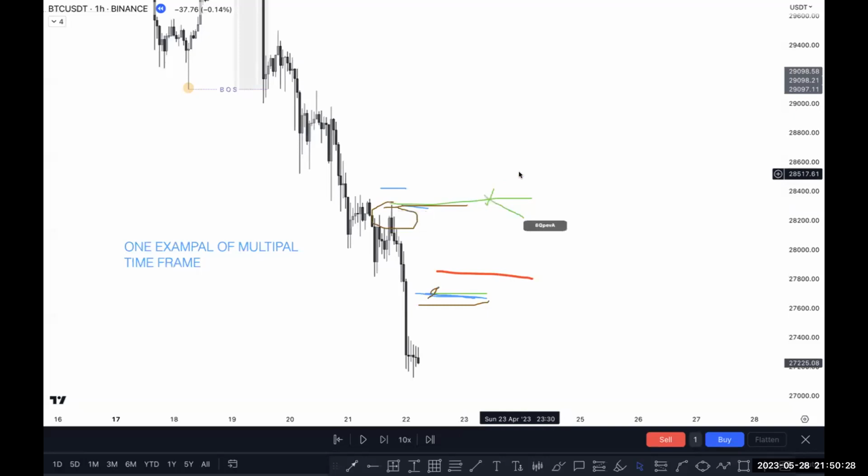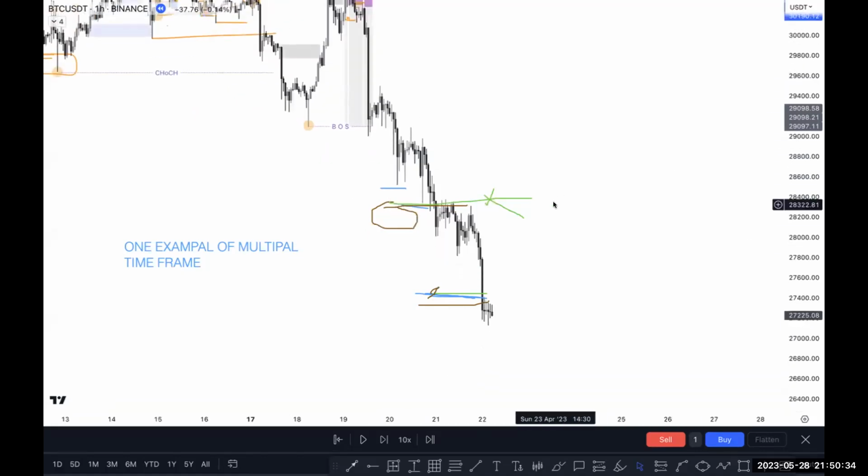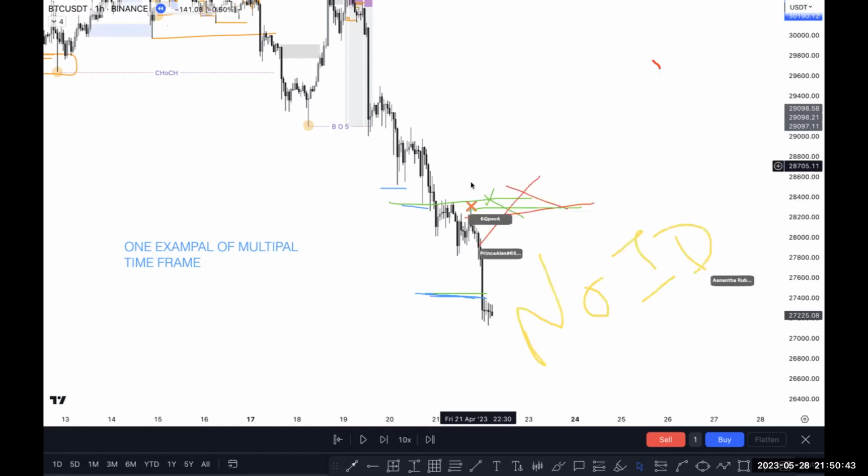No, sir. This is not an inducement happening here. This is a single leg move happening here. Okay. So always you have to wait for it to take out the inducement, then we can enter.